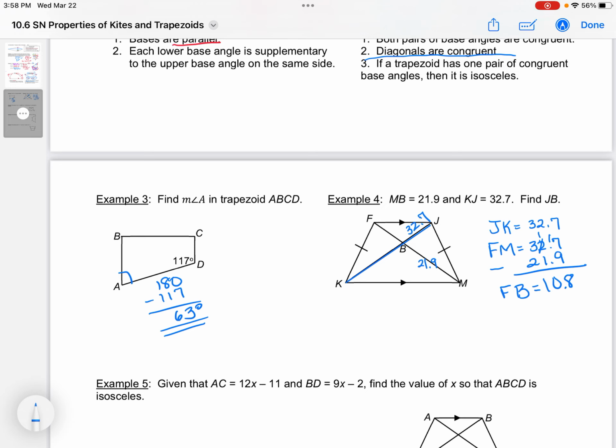which means, no, I said that wrong. Did I say that right? Yeah, FB is 10.8. Altogether, it's 32.7, which means that JB should also be 10.8. Because it's congruent, those should be equal to each other.